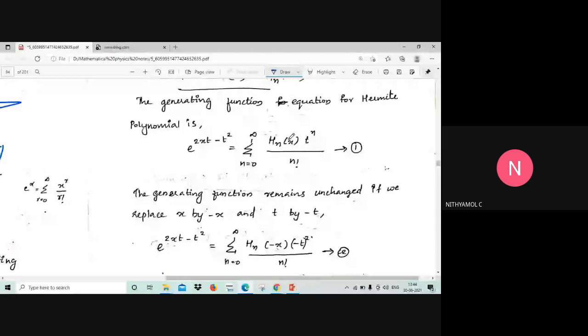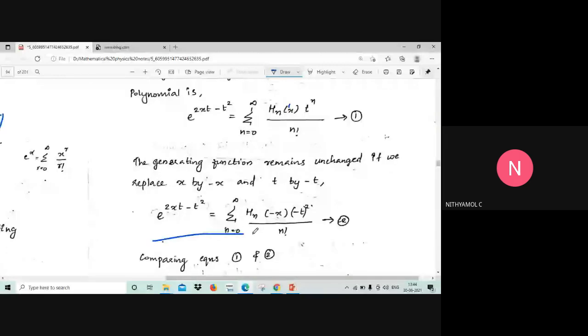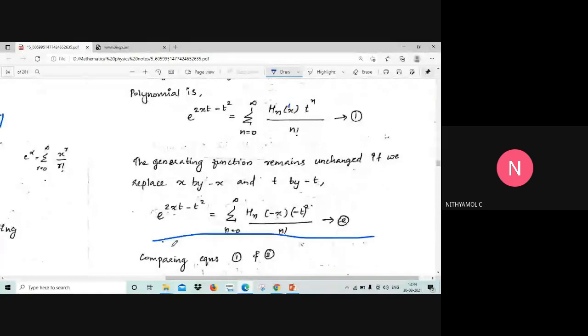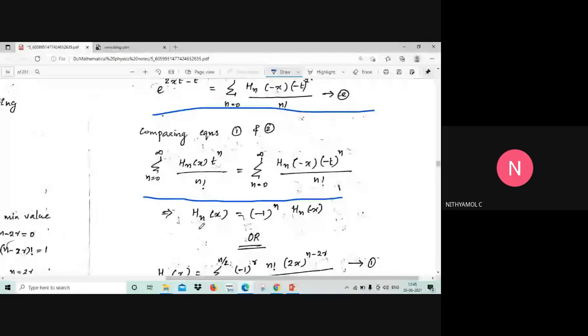Replacing t by minus t, the equation becomes equation number 2. And when we are combining equation 1 and 2, the LHS is the same, so the RHS can be equated. We can write that Hn of x is equal to minus 1 raised to n Hn of minus x.